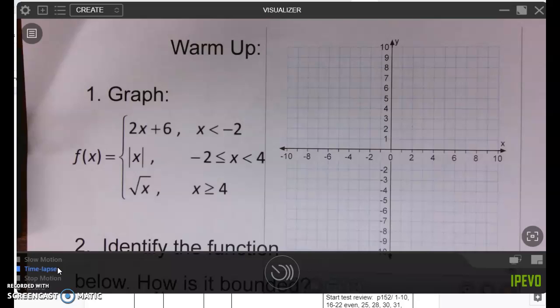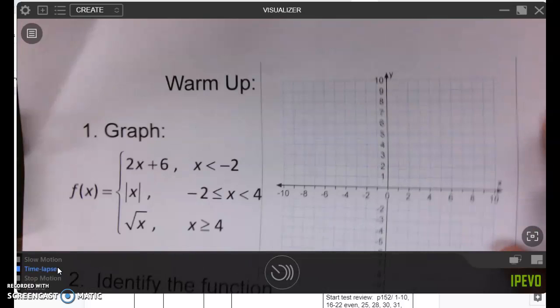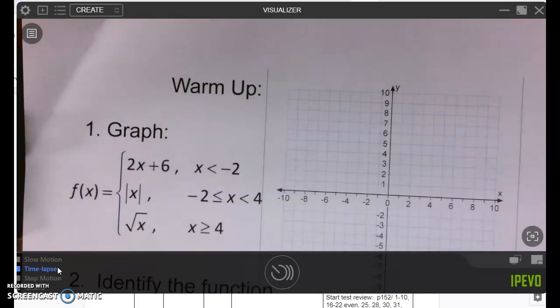So looking at number 1, we are graphing f of x equals, and we have a piecewise function again. You're going to be graphing a bunch of these on your homework. The first part of the function is a line. It's y equals 2x plus 6. So normally we would start this line at 6 on the y-axis.